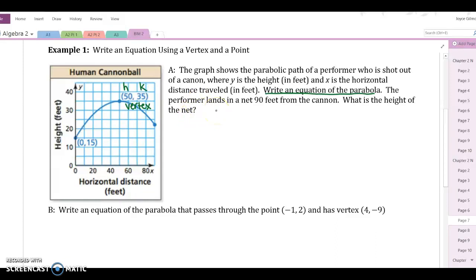Now there's not a ton of space to show our work in here, so we're going to have to kind of squeeze it in. But we are using vertex form. So I'm writing that in here so you all can see where we're sticking numbers in and kind of line it up. Since we know our vertex is 50, 35, we can go ahead and put x minus 50 squared plus 35.